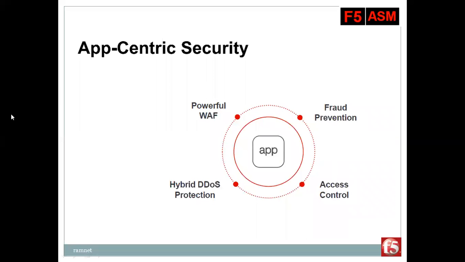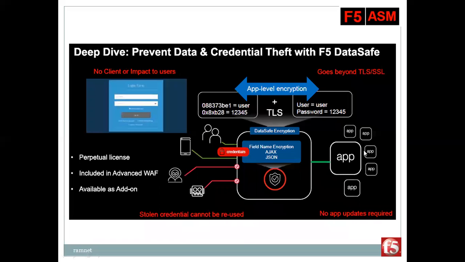So now how are you going to secure it? Application-centric security, like hybrid data protection, powerful web application firewall, fraud prevention, and access control. These are the four things with which we can save our application from getting attacked. Prevent credential theft with DataSafe. Many DataSafe products have been created and people are using many other companies as well. F5 is also offering one of them.